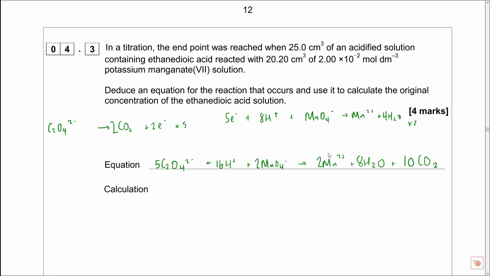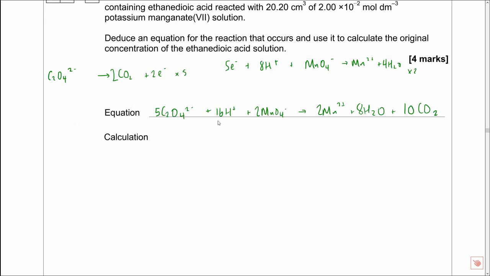Okay, that's that reaction. You could do this with the straight off the H2C2O4 2-, and it would just be a little bit different balancing in here with some of the, I think, the hydrogens involved. You might do a bit more hydrogen-y balancing, but same overall sort of concept of the half equations. Bear in mind, this is only 4 marks.